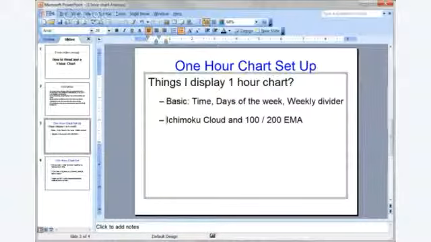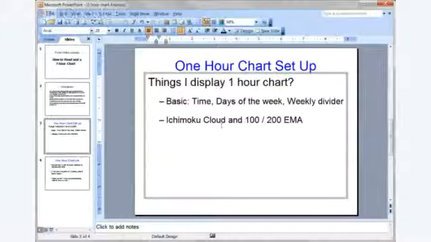The 100 and 200 EMA along with the cloud, they give me the trend direction. So when price is above the cloud, I would only be looking to take long trades, and when price is above the 200 EMA, above the 100 EMA, and they're in the right order, then again long. And then if it's going to be short, the opposite.